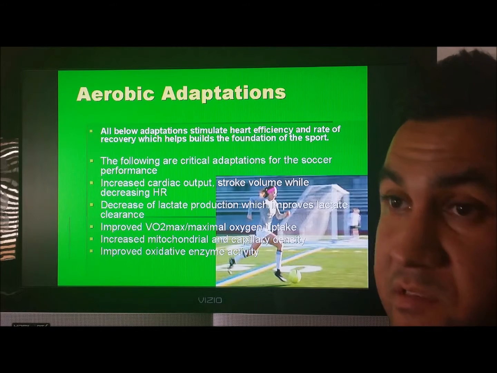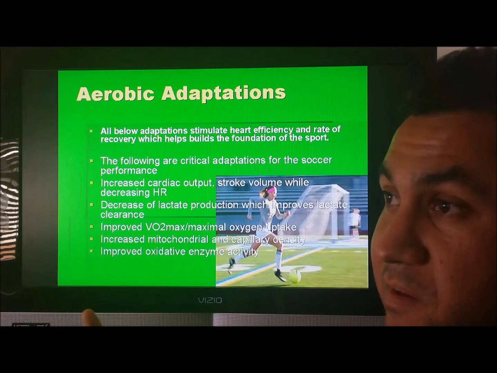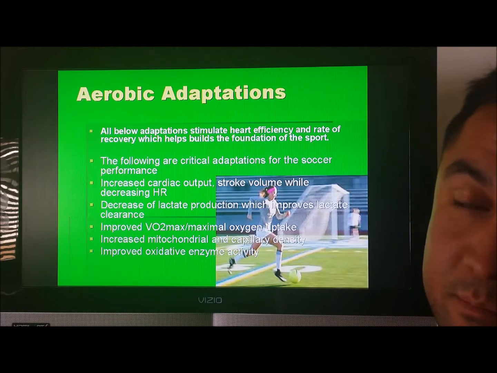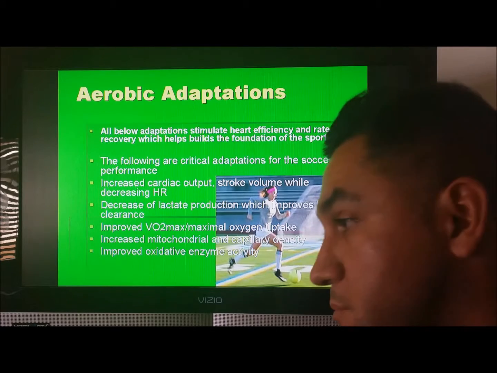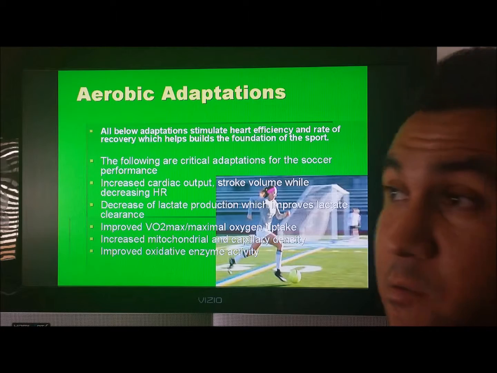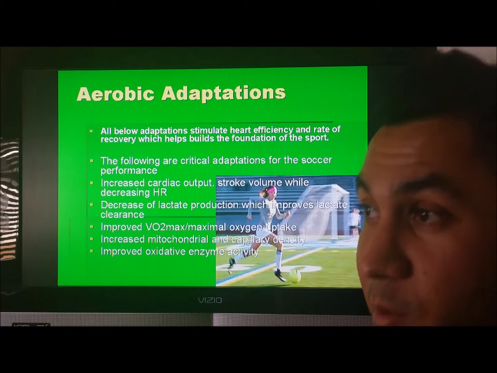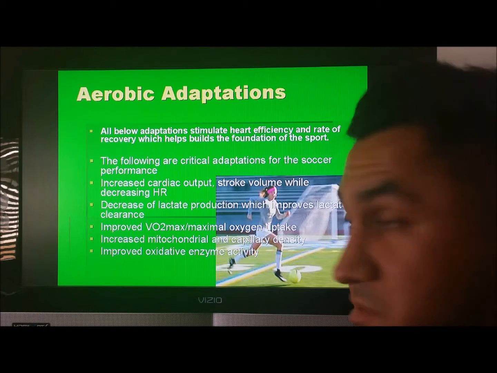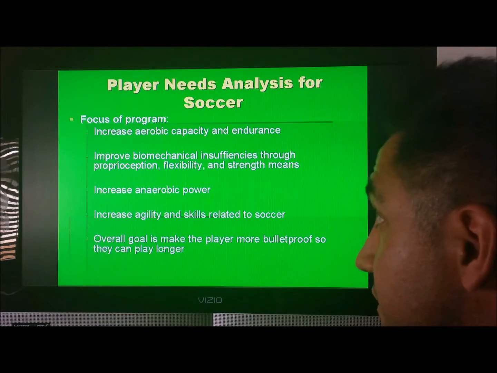completely. And this is where you want to have the balance and figure out if this player is more anaerobic, then you need to build this foundation. If this player is more aerobic and less anaerobic, you need to help build that component within them. So that's why everything has to blend together.